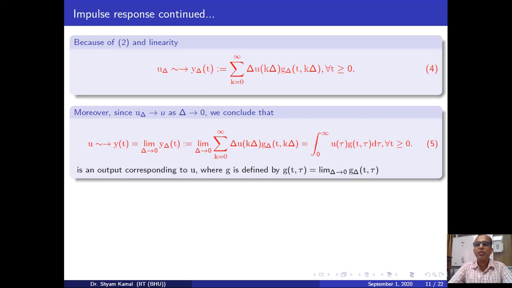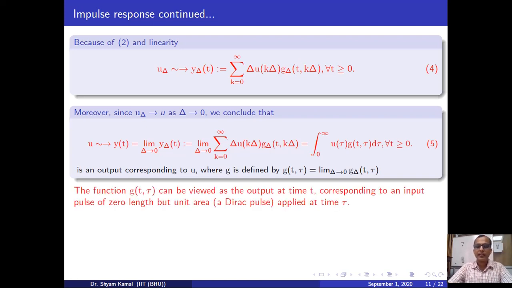Now delta is very small, so I have represented k delta by some tau, a very small quantity, and in this way I end up with this expression. The function g t tau can be viewed as the output at t corresponding to an input pulse of 0 length. Since delta is very small, I say that it is of 0 length, but of unit area, meaning we are maintaining the area of the Dirac pulse applied at tau.